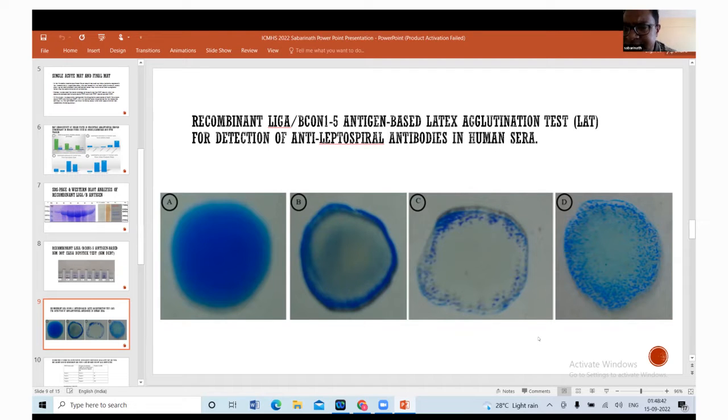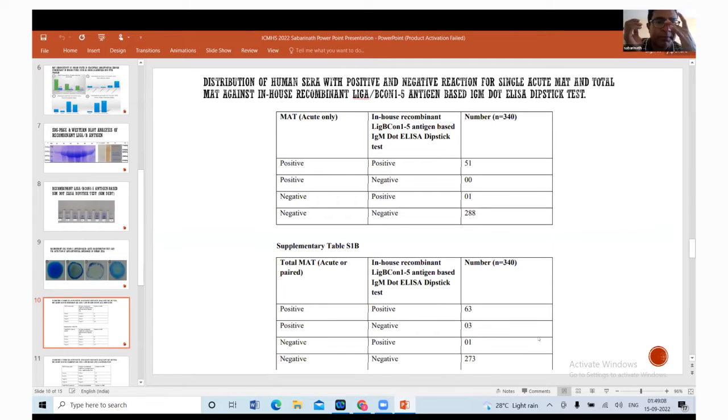And panel C shows a lat2 positive serum sample showing very good agglutination, and panel D represents the serum sample which is lat3 positive. The moment you add sensitized latex beads containing recombinant protein, you get agglutination, beautiful agglutination. Now I am going to tell about the single acute MAT.